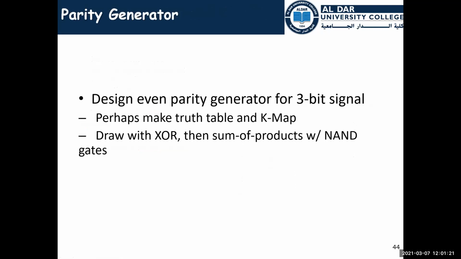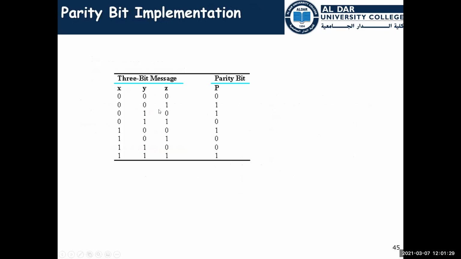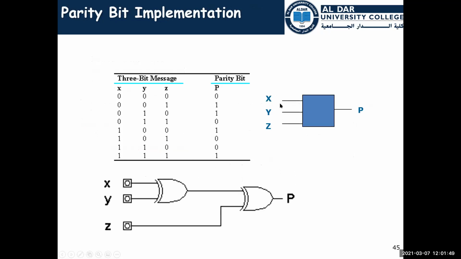The circuit is easy because it is going to depend on XOR. As I told you, parity is going to depend on XOR. You see, we have X dash, Y dash, Z, and X dash, Y, Z dash, and X, Y dash, Z dash, and finally X, Y, Z. We have the inputs here, and the output will be an XOR between three variables.